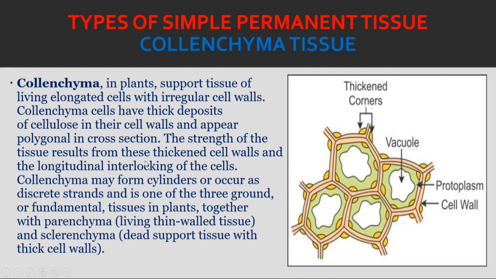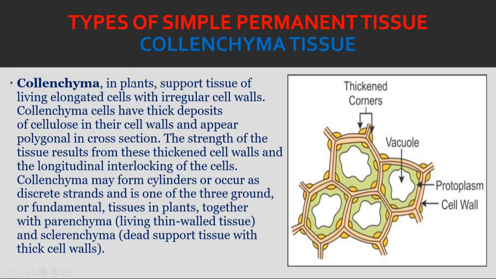So let's discuss in detail what collenchyma tissue is, its structure, and the functions of each and every cell present within it. So let's read how it is defined. Collenchyma is a plant support tissue of living elongated cells with irregular cell walls. Collenchyma cells have thick deposits of cellulose in their cell walls and appear polygonal in cross section.